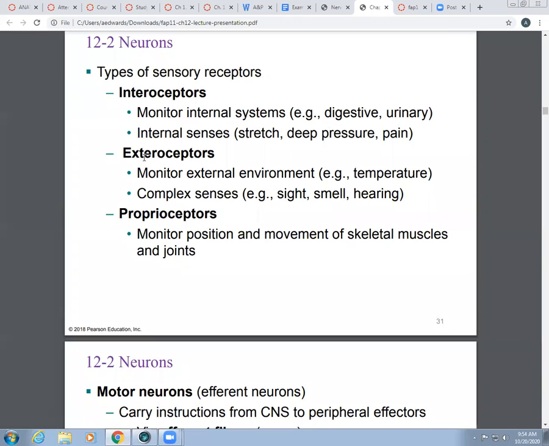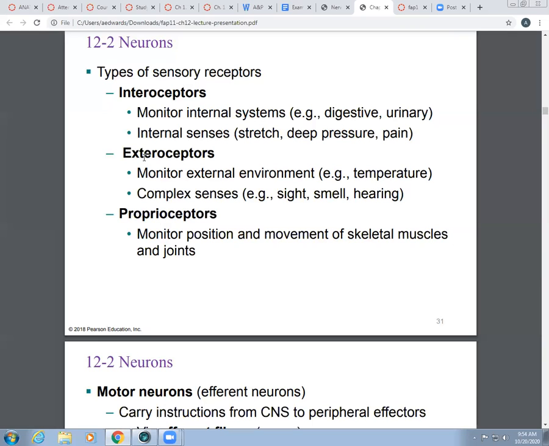Now, there's different kinds of sensory receptors. You have enteroreceptors, exteroreceptors, and proprioreceptors. So if you're monitoring internal systems, things going on inside your body, you have enteroreceptors for that. So things like your urinary system, digestive system, or internal senses. So this would include things inside your skin like stretch, deep pressure, or pain. But we're not really talking about the skin. We're talking about stretch or pressure or pain inside your body.